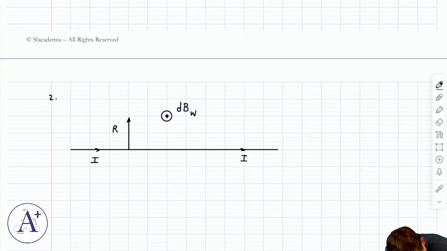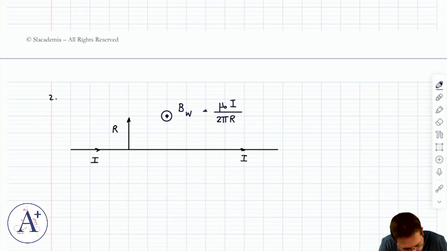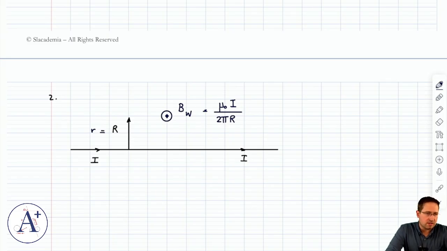dBW for wire. In fact, it's not dB, it's just BW because I don't need to integrate. I'm just using Ampere's law. And BW coming out of the page is going to have a magnitude that I know. I mean, we could redo the derivation, but it's so common that you're allowed to just say, for an infinite current carrying wire, you're going to get this. It's mu naught I divided by 2 pi little r, which is the distance from the wire, but in this case it's the same as big R.